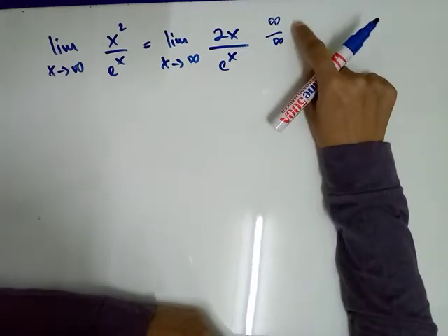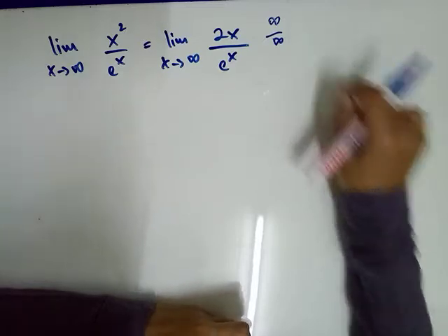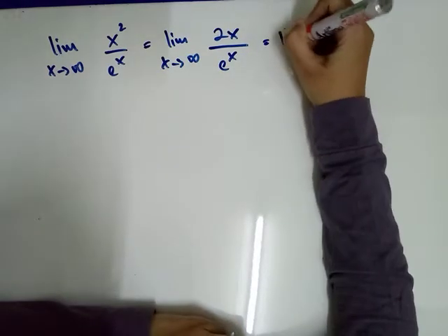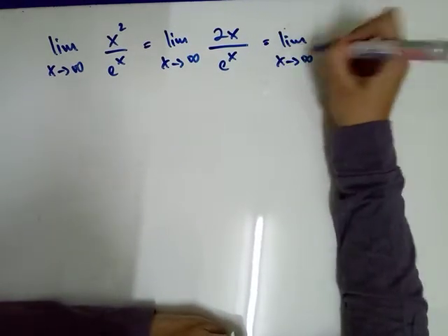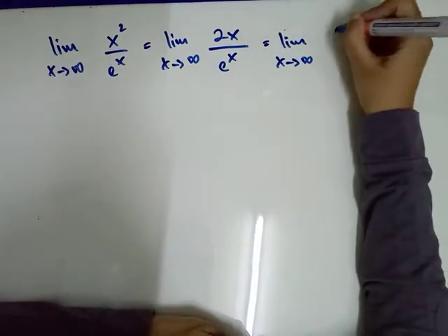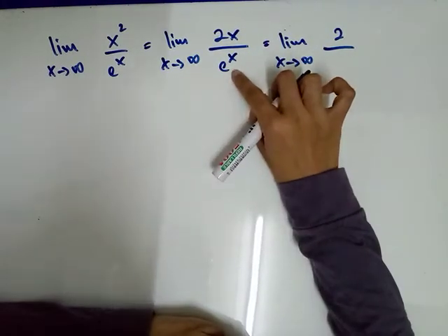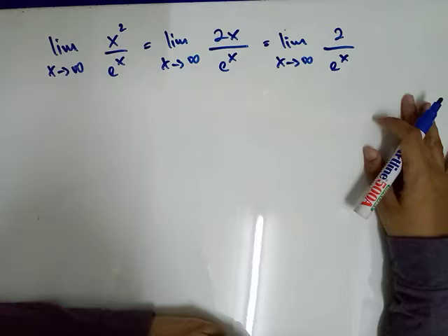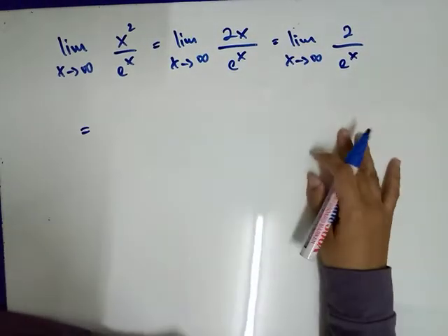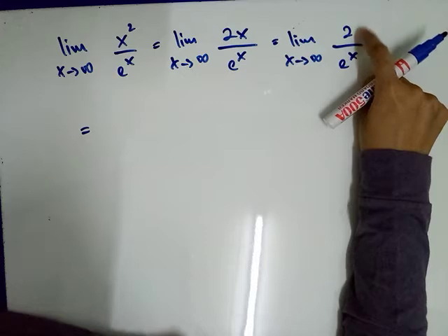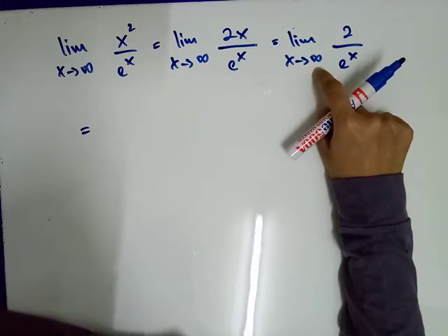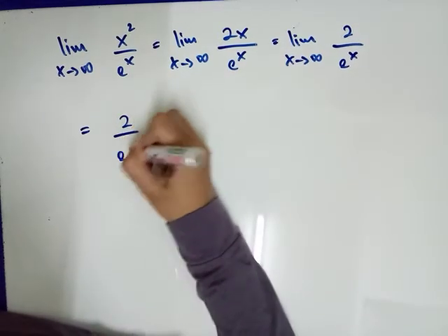So we still get an indeterminate form, then we can apply L'Hopital's rule again. That means we need to differentiate again. So limit x approaching infinity, differentiate 2x, we get 2, over differentiate exponent x, also exponent x. Now we found a fixed number in the numerator, so we can apply the limit, x approaching infinity. That means 2 over exponent infinity.